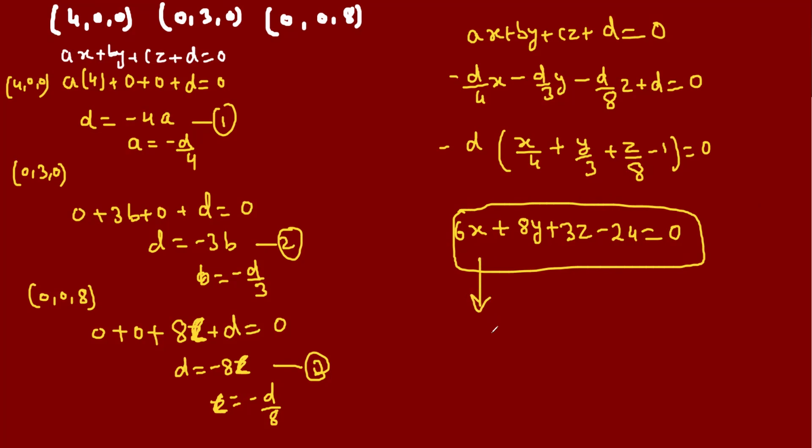This is the general equation of the normal which passes through these points. You can go through it once.